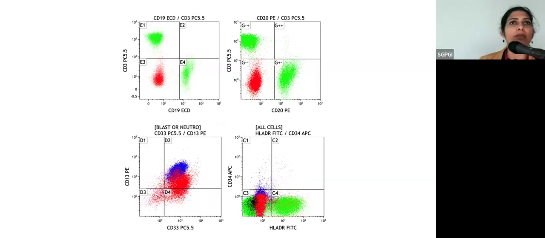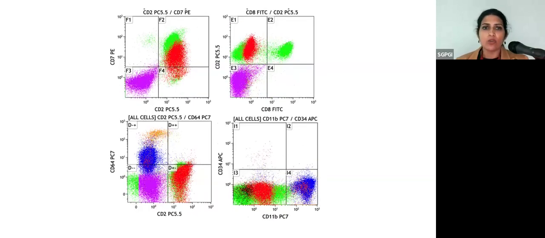These are the immaturity markers, not expressed. So it's not expressing any of the immaturity markers. CD13 and 33, which lineage? The myeloid lineage. So two markers of myeloid lineage are expressed, and CD34 and HLA-DR are also negative. Let's go on further. It does not express CD8. CD8 is also negative. CD11b, CD64, all these are negative.